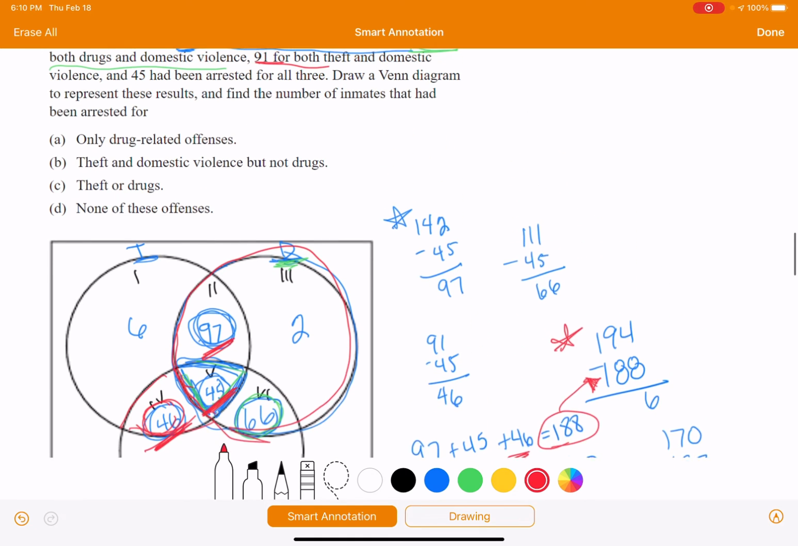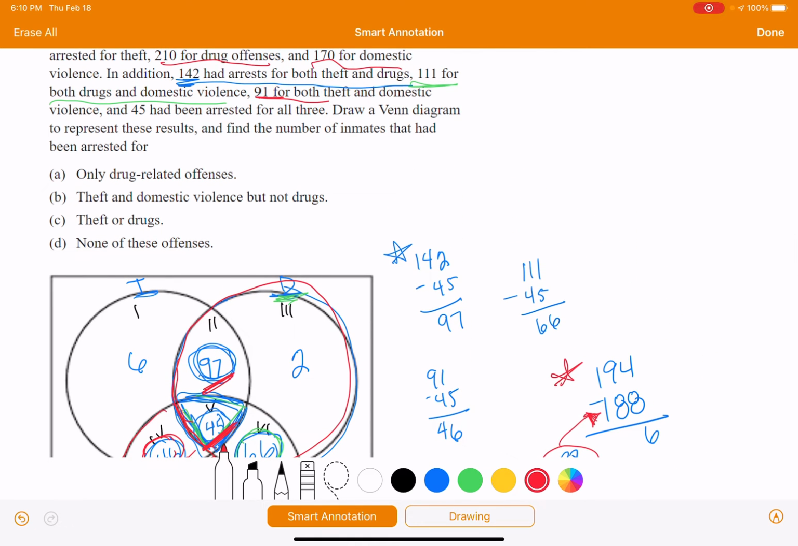To represent these results and find the number of inmates that have been arrested for, so for drug-only offenses, we are looking here. Just drugs. That's only this part. So that's 2.